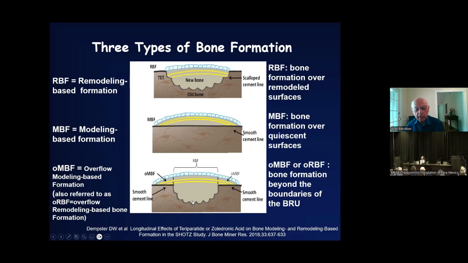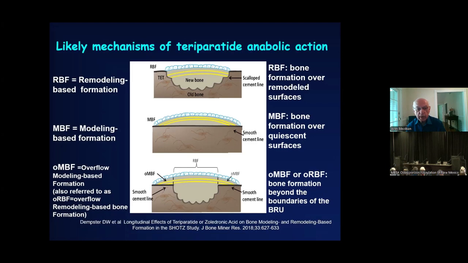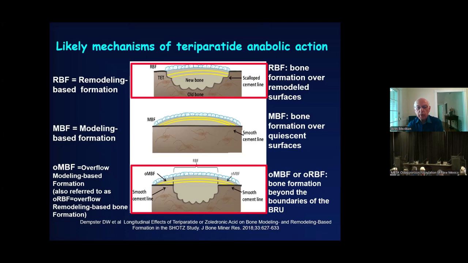And then in the lower cartoon, taking advantage of the filling and overfilling of the bone remodeling unit, there can be even a greater effect so as to spill over into the quiescent area of bone and thus have bone formation on both remodeling surfaces as well as on quiescent surfaces. So these are the thoughts about how bone can be formed.